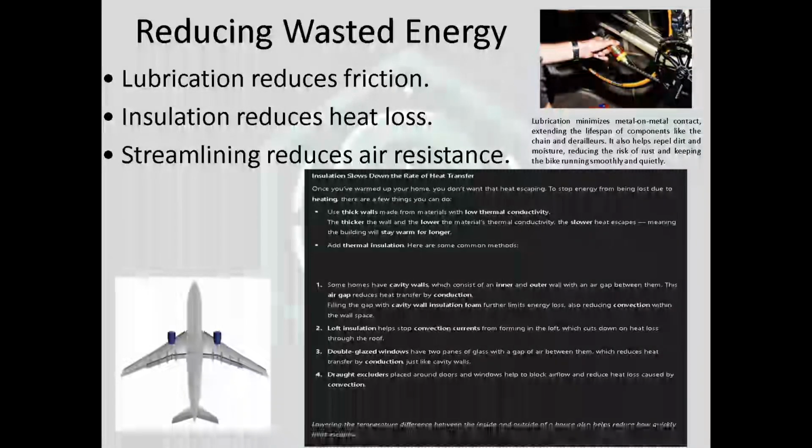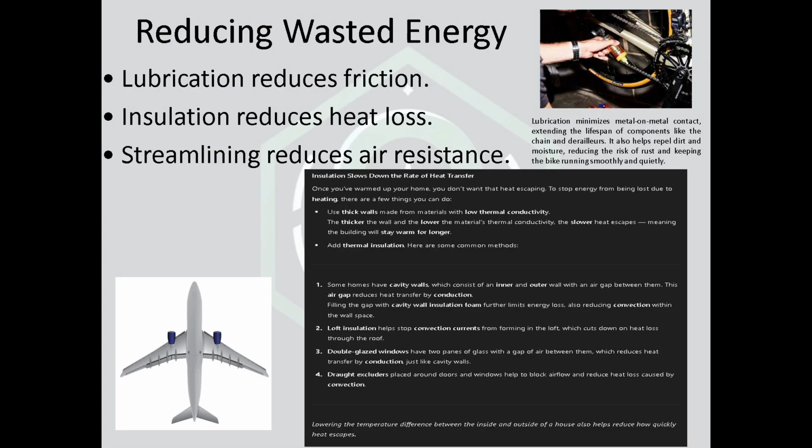So there are three main ways. Lubrication reduces friction, insulation reduces heat loss, and streamlining reduces air resistance. So lubrication, for example, is when you apply oil to metal parts on your bikes. On the metal chains, it also helps extend the lifespan, and it helps repel dirt and moisture, reducing the risk of rust and keeping the bike running smoothly and quietly. As it allows the bike to run quietly, that reduces noise. So that's also preventing loss of energy in that instance, as in wasting energy. Sorry, you can't lose energy.